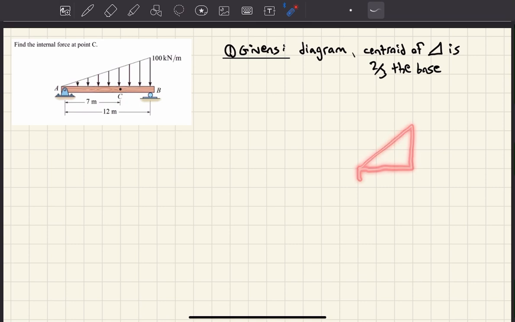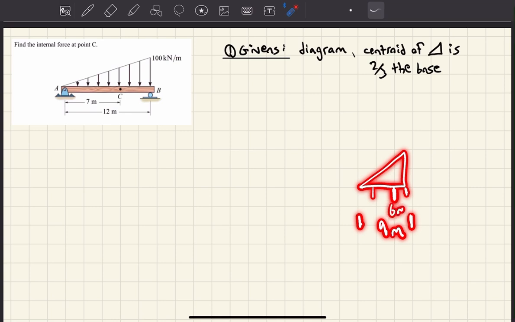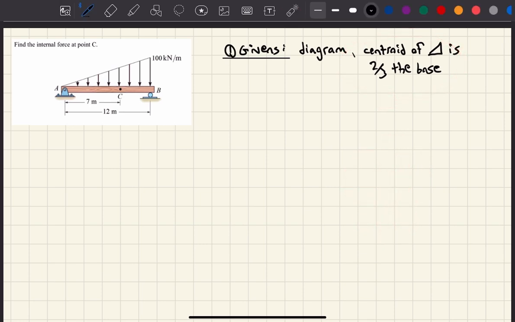So if this is 1/3, this is 2/3. You want to hold it around here. So if this is in its entirety 9 meters, you want to hold it at 6 meters to perfectly balance it. That's basically what the centroid means in these 2D shapes. But that's very important to know. We also want to know that the area of a triangle is equal to 1/2 base times height. That's also pretty important.